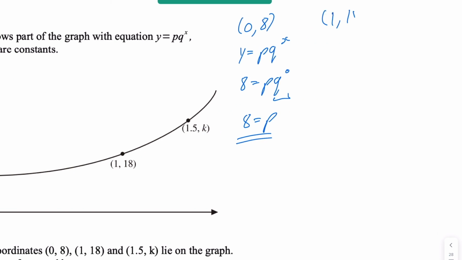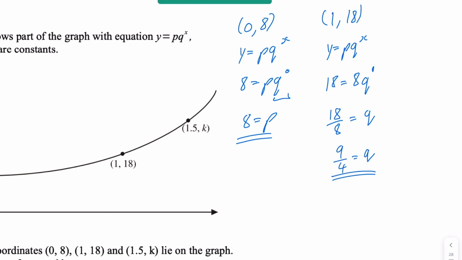It's 1 and 18. Let's use that same equation, p q^x. So y is 18. We know what p is, 8, q, and the power is 1, which is nice. So that just means that 18 over 8 is equal to q. We can simplify that. So half that, 9, half that, which is 4. So now we have the value for q as well.